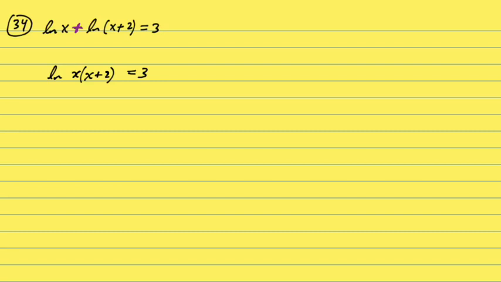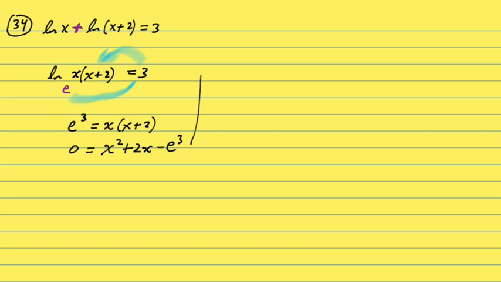The base of a natural log is e. So you could do the fish hook. E to the 3 equals this argument. E to the 3 equals x times x plus 2. That means x squared plus 2x minus e cubed equals 0. To solve it, it's obviously not going to factor. You need the quadratic formula, which I'll write out again.